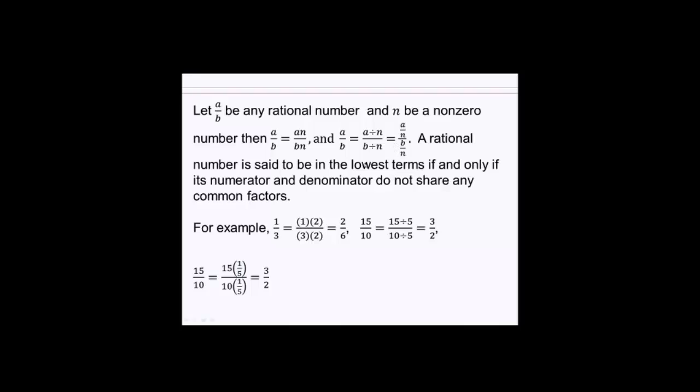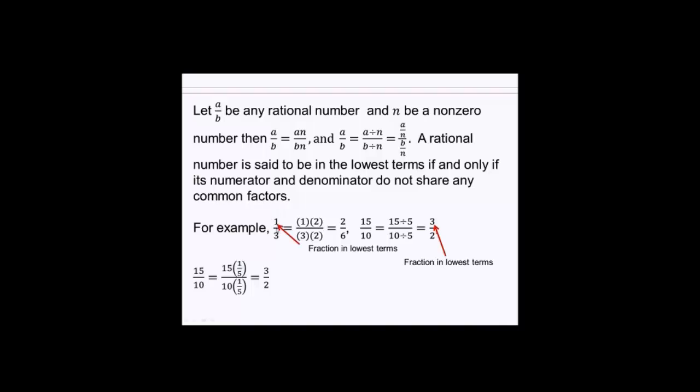A rational number is said to be in lowest terms if and only if its numerator and denominator do not share any common factors. So for example, here is 15/10. This is a fraction not in lowest terms because they have a common factor of 5, but if you divide both numerator and denominator by it, you end up with 3/2, which is a fraction in lowest terms. By the way, just note that 15 divided by 5 is the same as 15 times 1/5, because that's the same as multiplying by 1/5. Don't worry too much if you're not sure why division by 5 becomes multiplication by 1/5, because we will do this when we do operations of numbers.